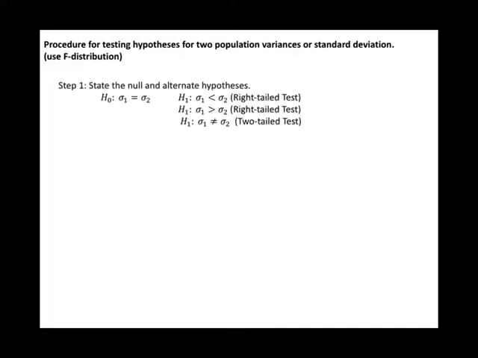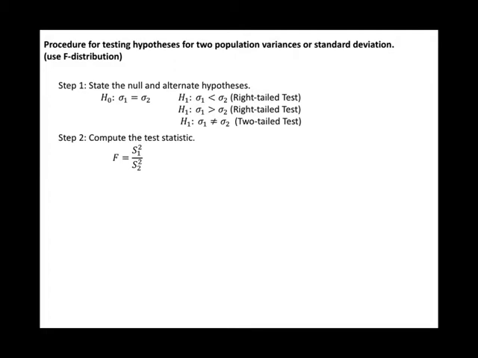Okay, procedure for testing hypotheses for two population variances or standard deviations. First, state the null and alternate hypotheses. The null hypothesis is always equal. The alternate hypothesis can be less than, greater than, or not equal to. But pay attention here: even though we have less than, we're still using the right tail. Greater than is the right tail, and not equal to is two tails. So we don't have a left tail test here. We could say this is one tail or two tail.